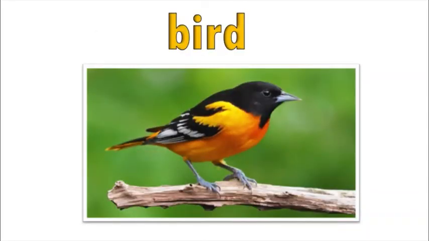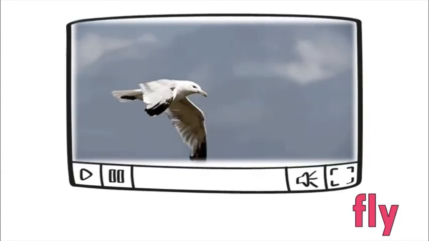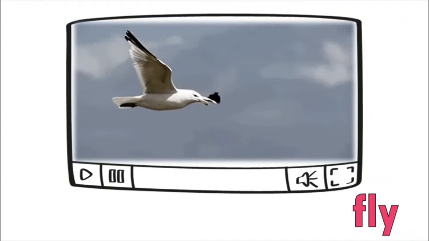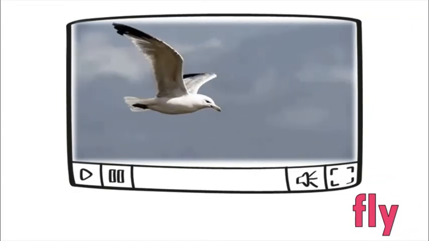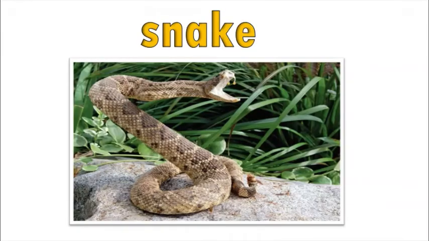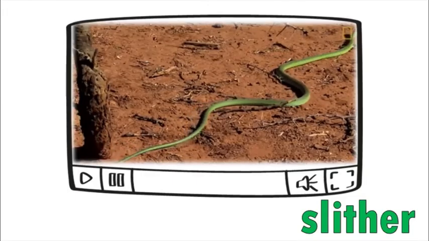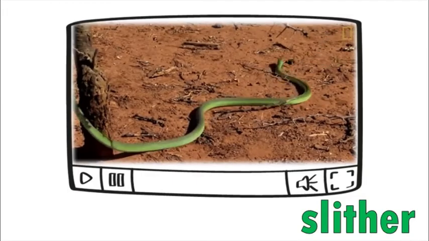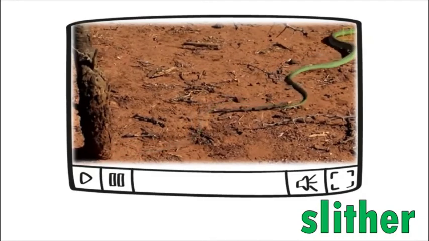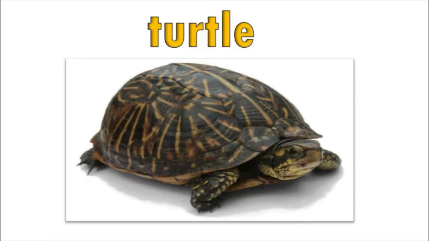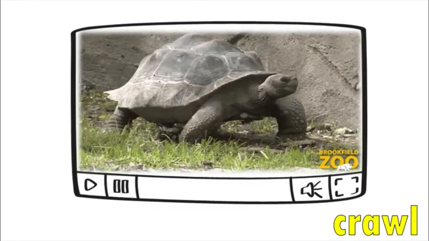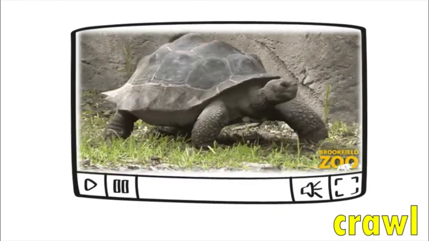This is a bird. A bird can fly so high. This is a snake. The snake slithers on the ground. This is a turtle. The big turtle crawls very slow.